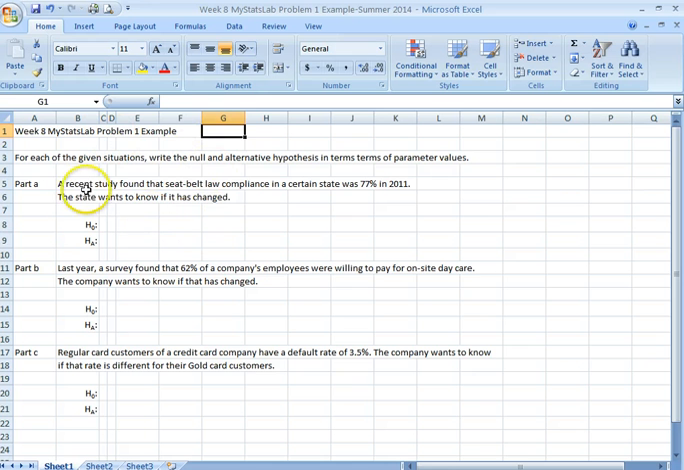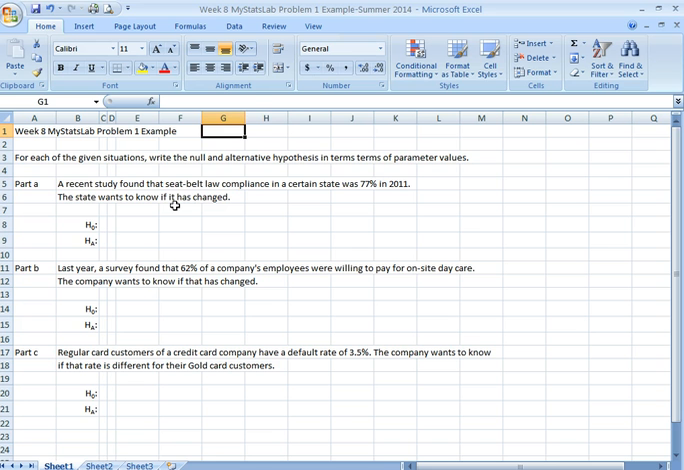And in this example, we're going to be given three situations, and we're to write the null and alternative hypothesis in terms of parameter values. So let's go ahead and look at the first one. The first one says a recent study found that seatbelt law compliance in a certain state was 77% in 2011. And the state wants to know if it has changed.